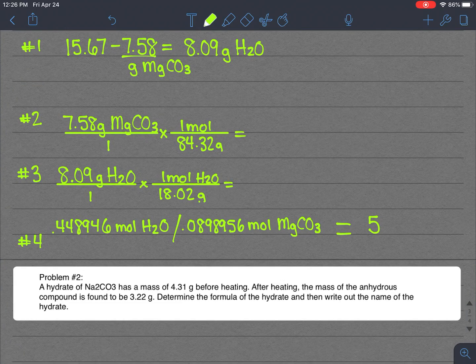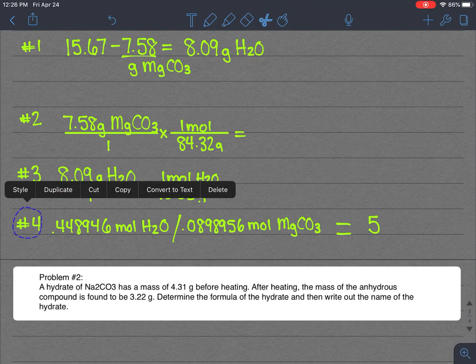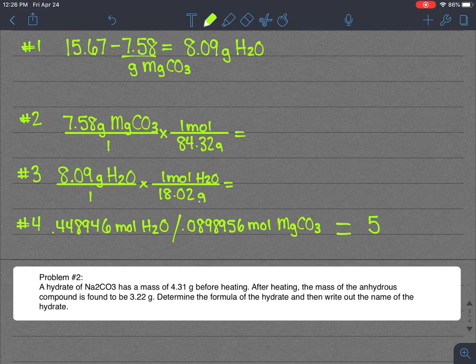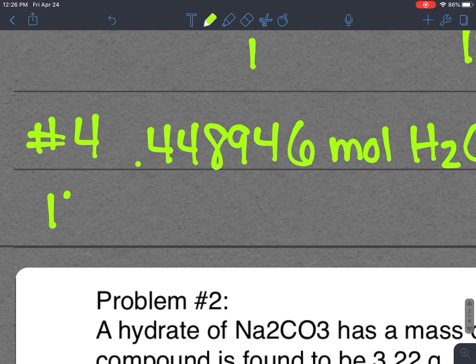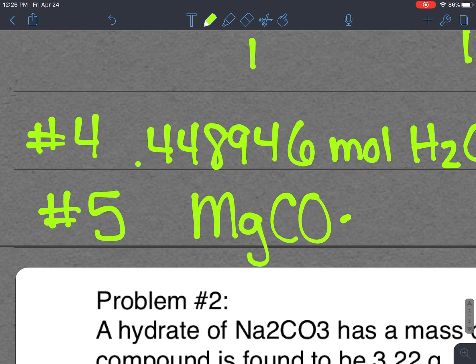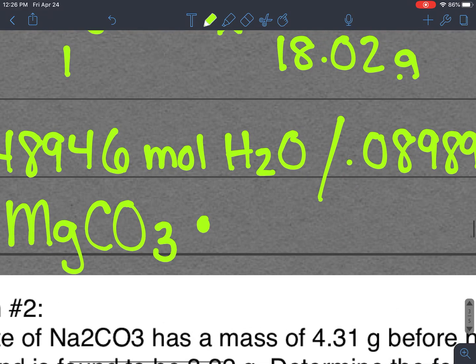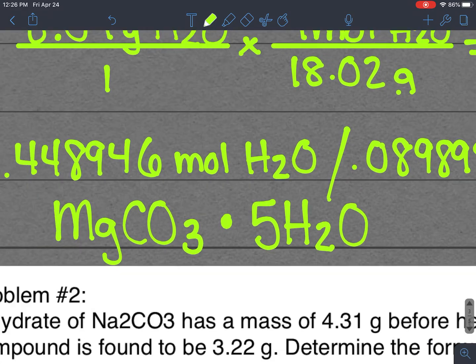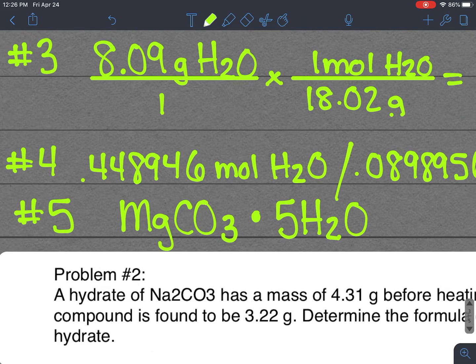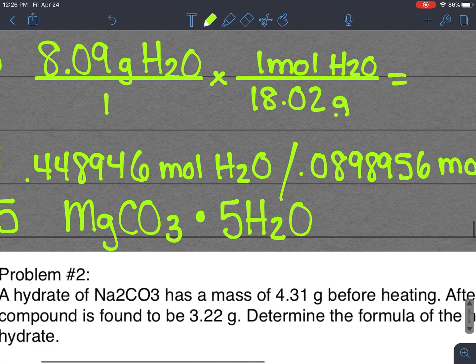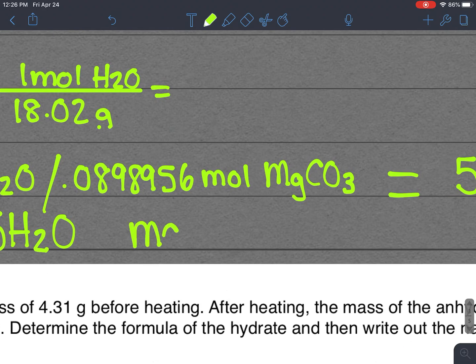Step 5 then was just to record the answer. What is the name of this compound? So I'll sneak that in at the bottom. This compound's formula is MgCO3, and there's 5 waters, so that's the first part of this. The second part is to write the actual name of that, so that would be magnesium carbonate pentahydrate would be my final answer on that.